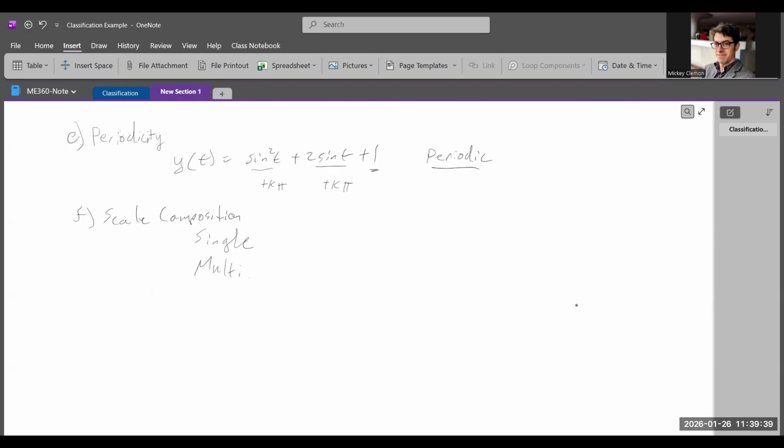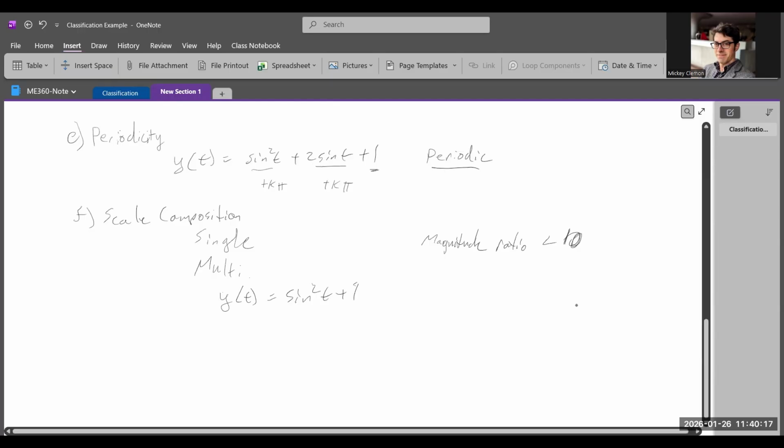I tend to use a rule of thumb that if the ratio of magnitudes of the signal components is less than 10, so if this magnitude ratio is less than 10, then I would call it probably single resolution or single scale. So our components here, we've got sine squared t plus 2 sine t plus 1.